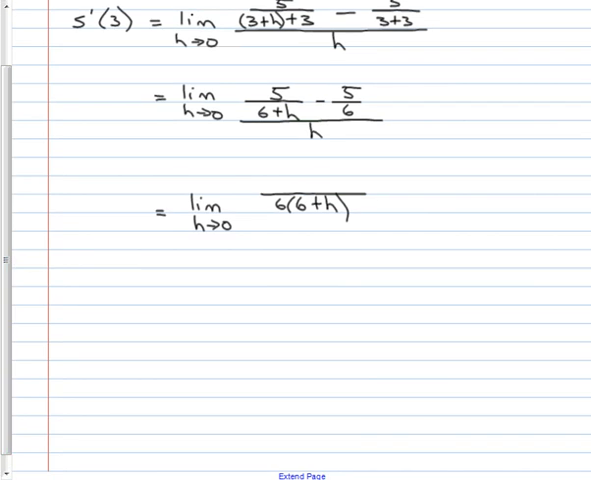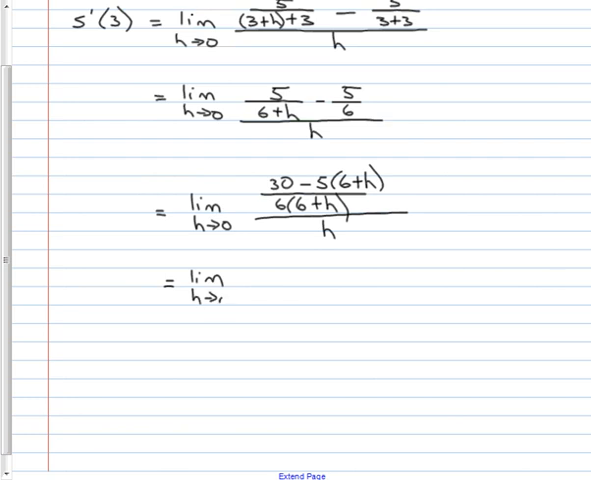So in that first equation, I'd have to multiply by 6 to get the new thing. 5 times 6 is 30. Minus, on the second one, I'd have to multiply by 6 plus h. 5 times 6 plus h. That's all over h. Just looking on a common denominator. So let's distribute that negative 5 on top.